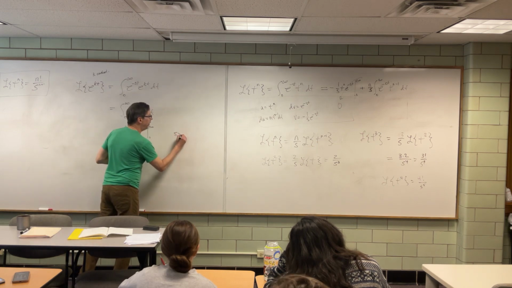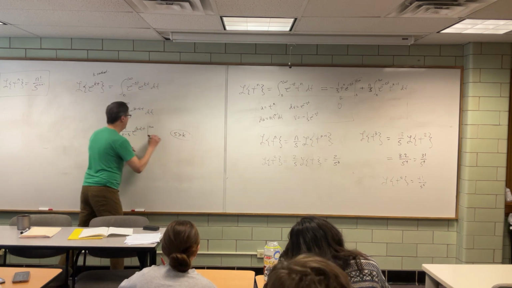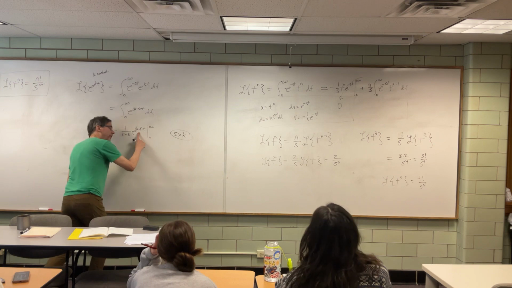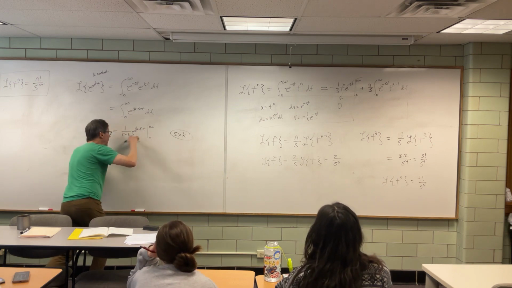So you definitely need to assume S is bigger than K, because if that's a positive exponent and you put in infinity for T, it blows up.